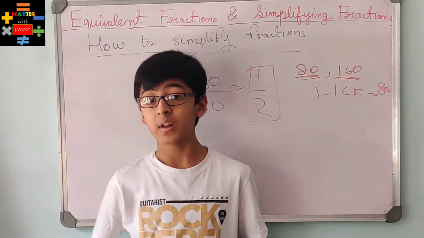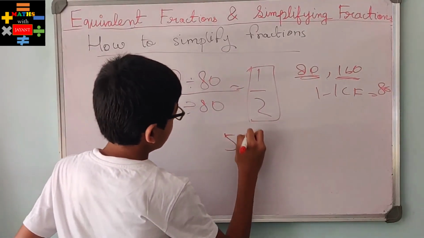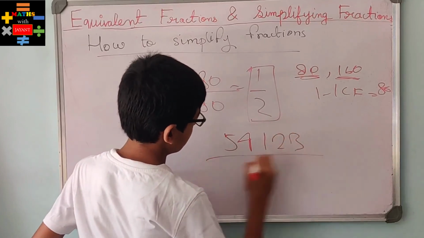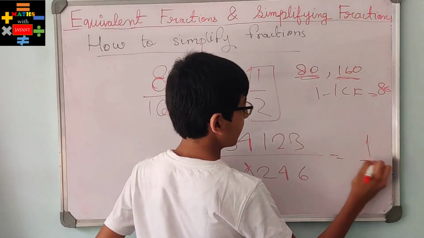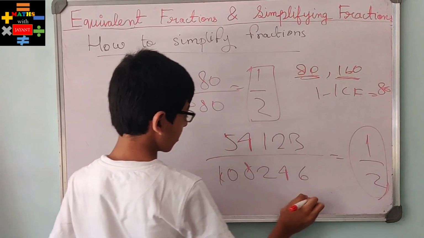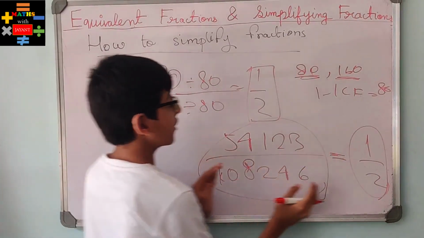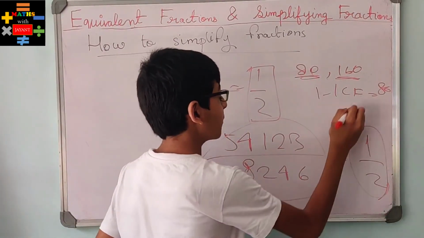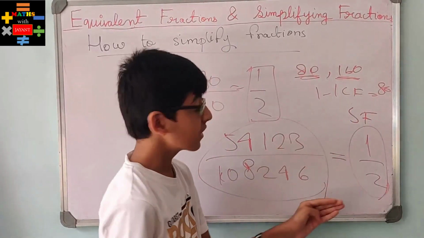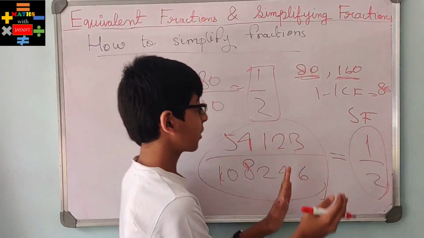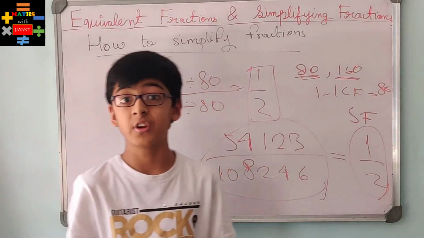So I hope you understood equivalent fractions and simplifying fractions. But before we end, let me just show you two fractions: 54123 by 108246, or just 1 by 2. Any day 1 by 2 is easier to understand than this big fraction. Both of them are equal, so you could also say that this is equal to this. But can you see how much easier it is to understand the simplified form? Like this we can understand the importance of the simplified form, because understanding this big fraction is really hard.